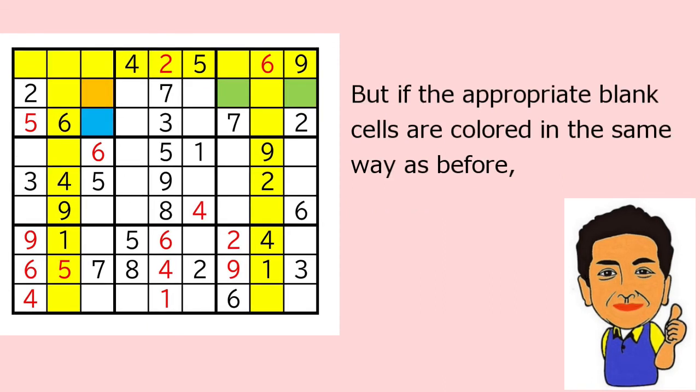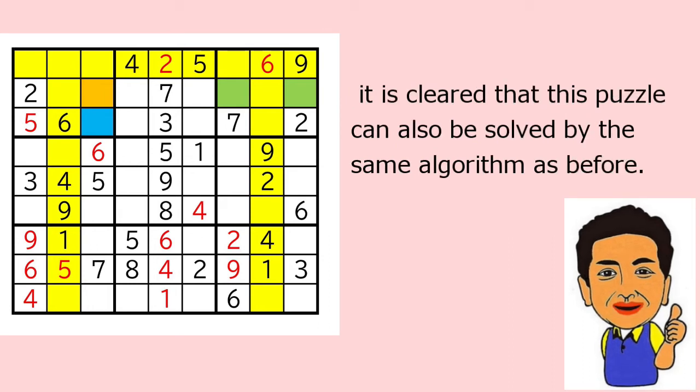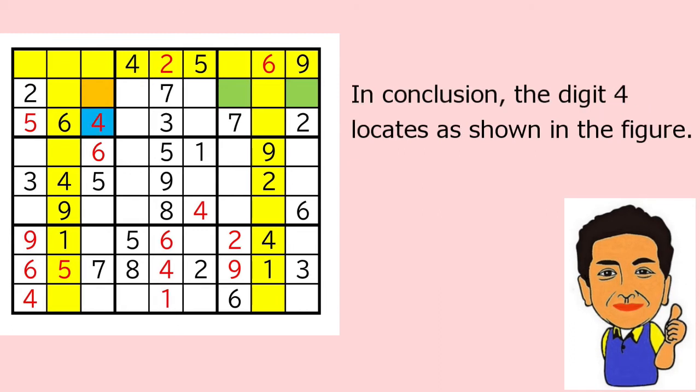But if the appropriate blank cells are colored in the same way as before, it is clear that this puzzle can also be solved by the same algorithm as before. In conclusion, the digit 4 locates as shown in the figure.